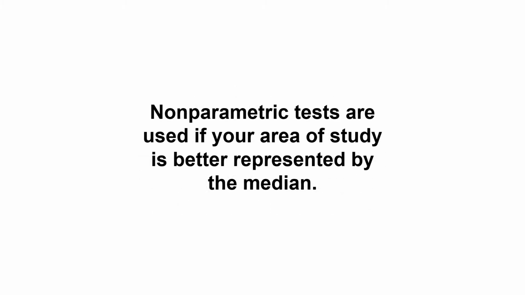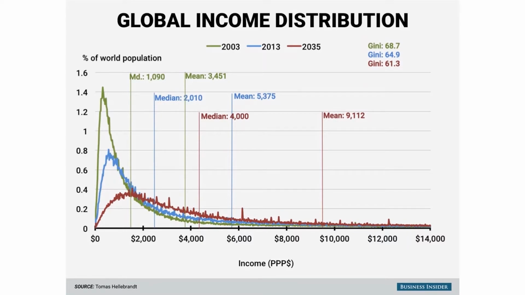Non-parametric tests are used if your area of study is better represented by the median. For instance, personal income can be better measured by the median, where 50% are above and 50% are below the median. If you add a few billionaires to a sample, the mean is not the best way to represent your sample. When your distribution is skewed enough, the mean is strongly affected by changes far out in the distribution's tail, whereas the median continues to reflect the center of the distribution more closely.